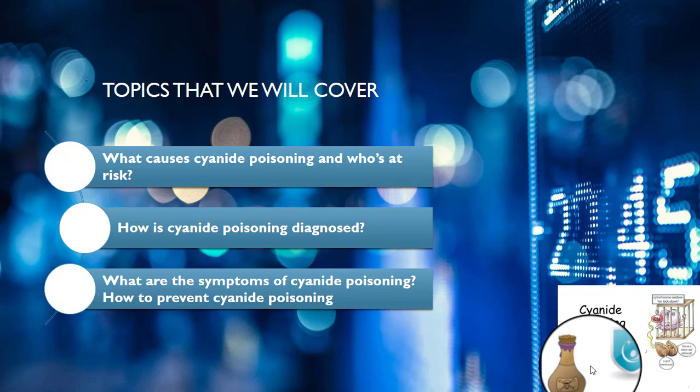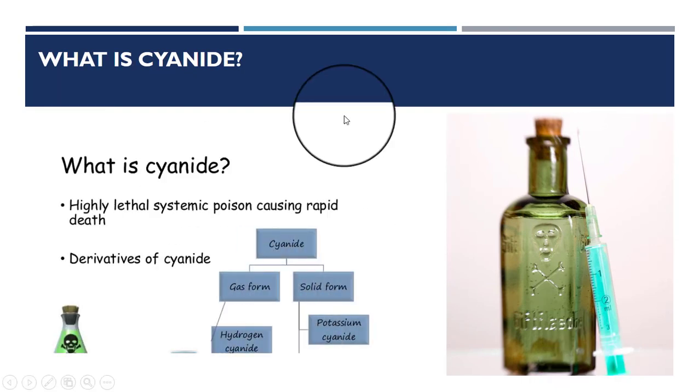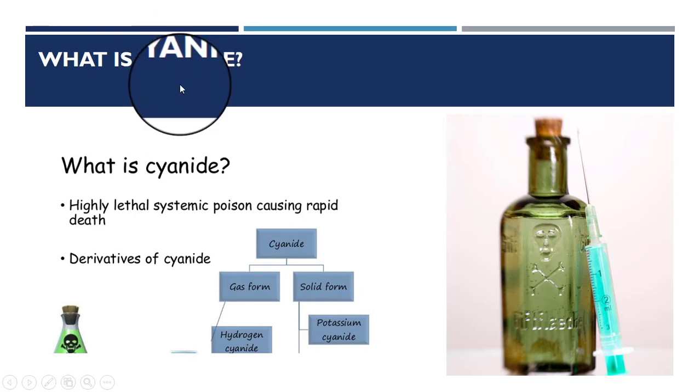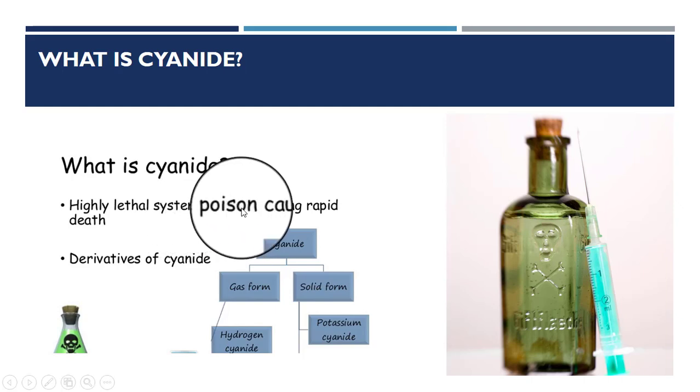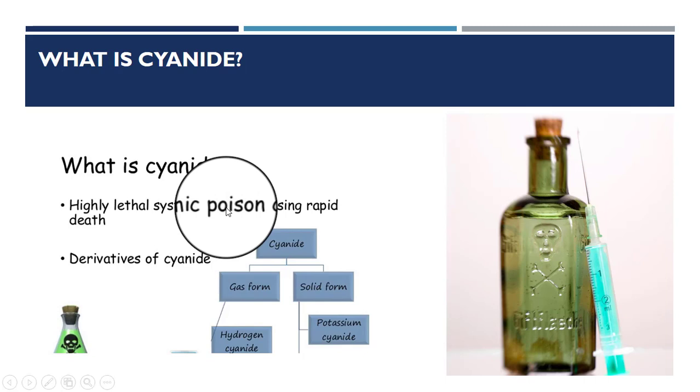First of all, we'll talk about what is cyanide. As we all know, cyanide is a chemical compound that contains the group C triple bond N, and this group is known as the cyano group. It consists of a carbon atom and a triple bonded nitrogen atom, and it exists in two forms, that is inorganic cyanides and organic cyanides. First we'll talk about inorganic cyanides, then we'll talk about the organic cyanides.